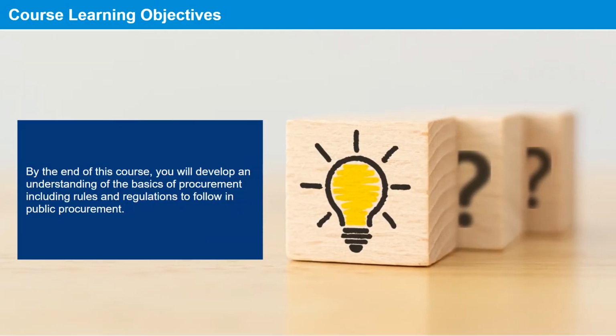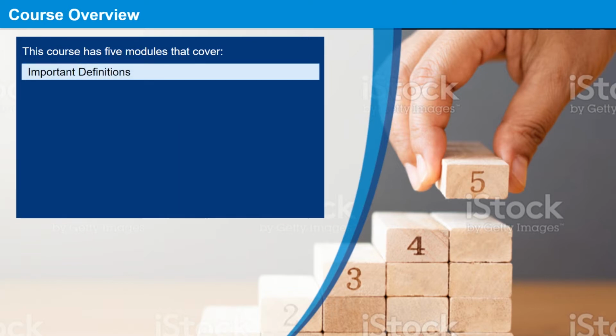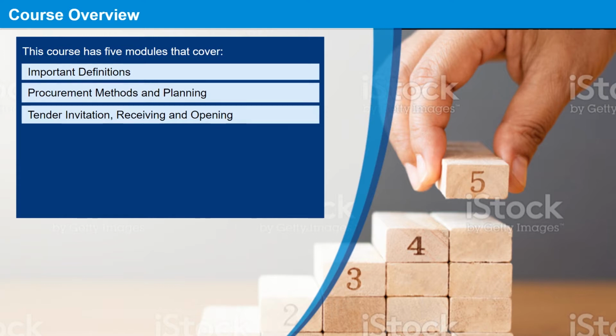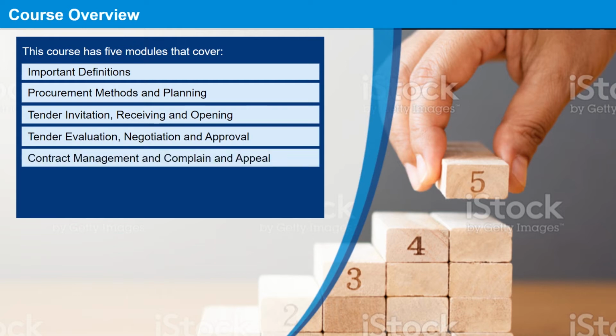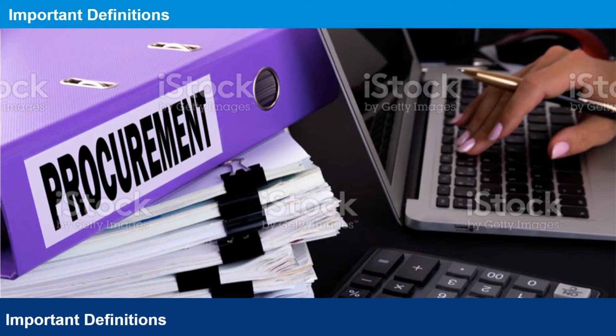By the end of this course, you will develop an understanding of the basics of procurement, including rules and regulations to follow in public procurement. This course has 5 modules that cover important definitions, procurement methods and planning, tender invitation, receiving and opening, tender evaluation, negotiation and approval, and contract management and complaint and appeal. At the end of the course, you will have to go through an evaluation process for getting the certificate. Let's now begin with the first module, important definitions.